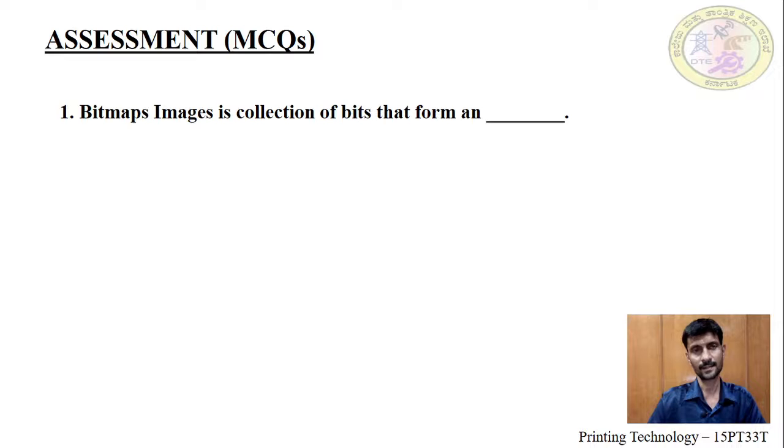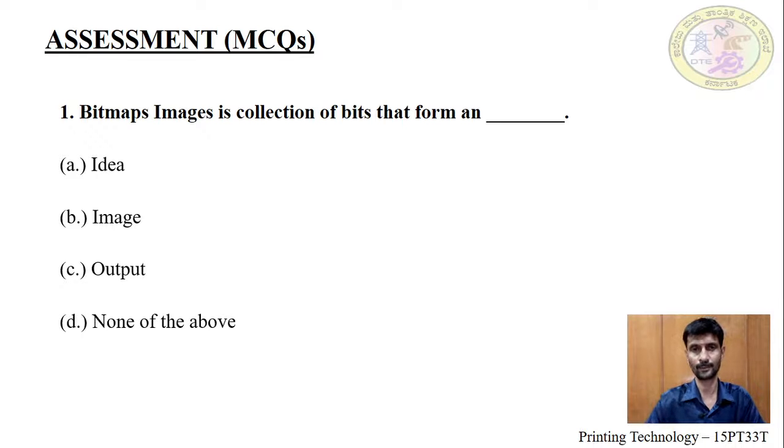Let us see the multiple choice questions. The first question is: a bitmap image is a collection of bits that forms an dash. The options are idea, image, output and none of the above. Normally, the collection of bits forms the illusion of a picture. This is the clue to answer this question.